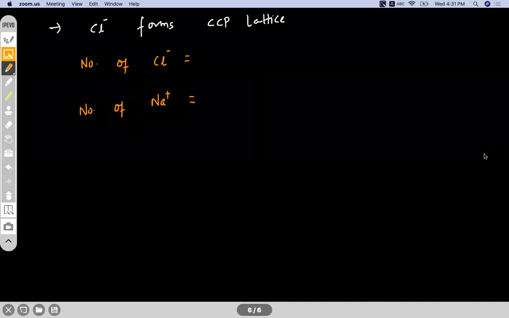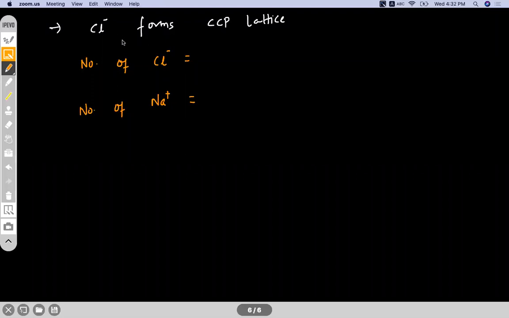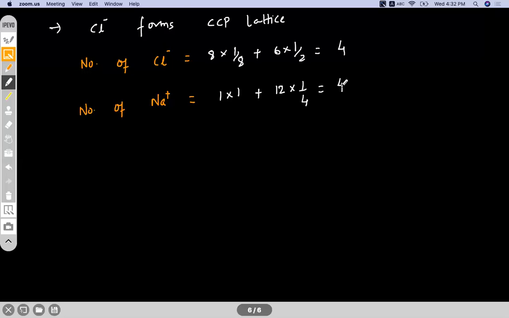Is it 4? Yeah. So Cl minus forms a CCP lattice, means at corners, 8 into 1 by 8, plus face centers, 6 into half. So we have 4 Cl minus present. Na plus: 1 at the body center, since octahedral void, and 12 edge centers, with 1 by 4 contribution, so it is 4. Since Na plus and Cl minus are equal in number, that's why the molecular formula is NaCl. Should be equal. Then only it satisfies the crystal.